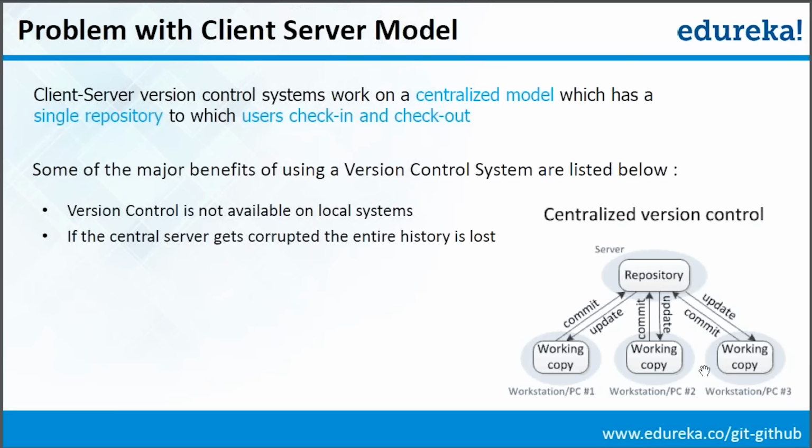And here are the people who are working on it. So suppose I'm working on workstation 1, you're working on workstation 2, and our friend on workstation 3. What we do is we go to the server, and whichever file we want, we take it from there, which is called checking it out. We work on it, and after the work is done, we check it back in. So that is called committing to the repository.